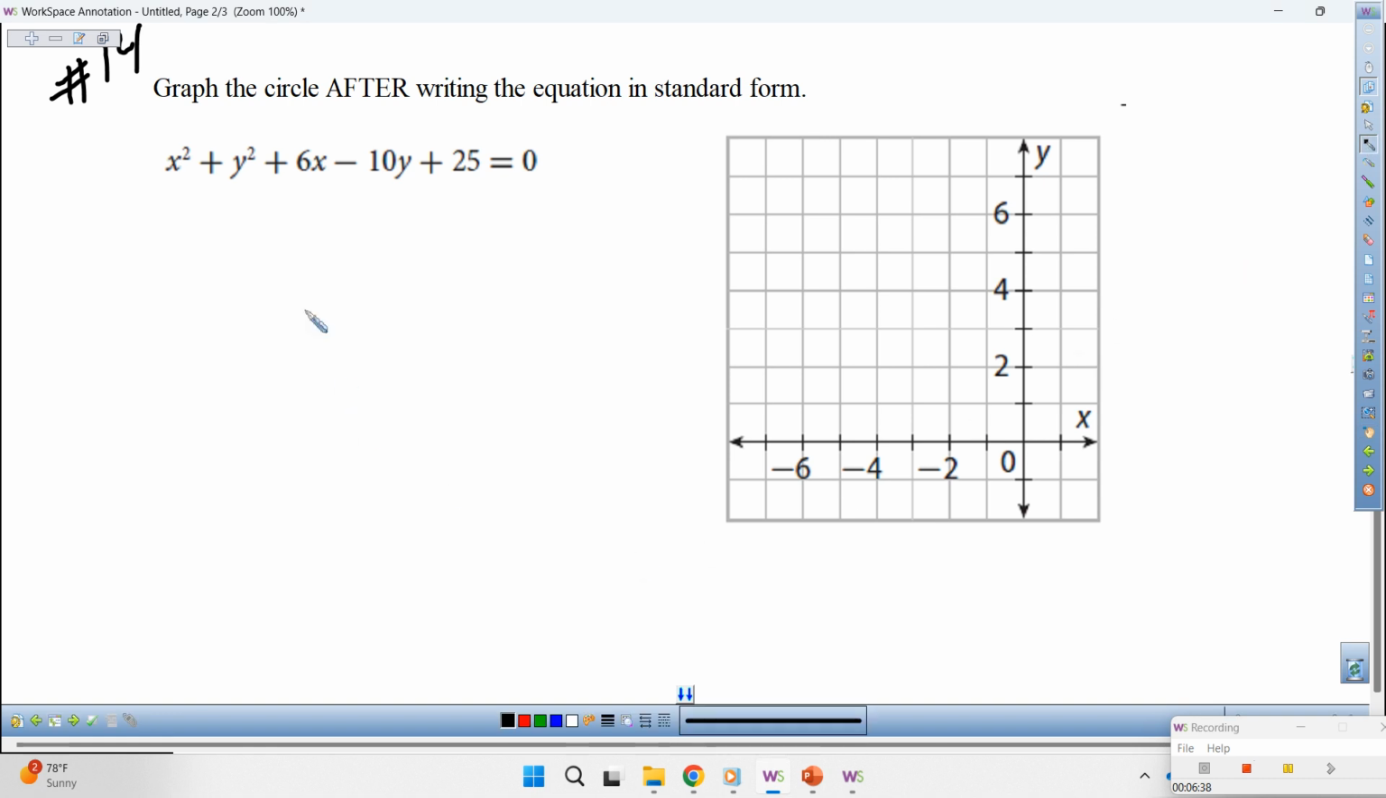All right. So now we are in circles. We have x squared plus y squared plus 6x minus 10y plus 25 equals 0. Remind your neighbor, think back, what process do we use to get started? What is that process called? What do we do?